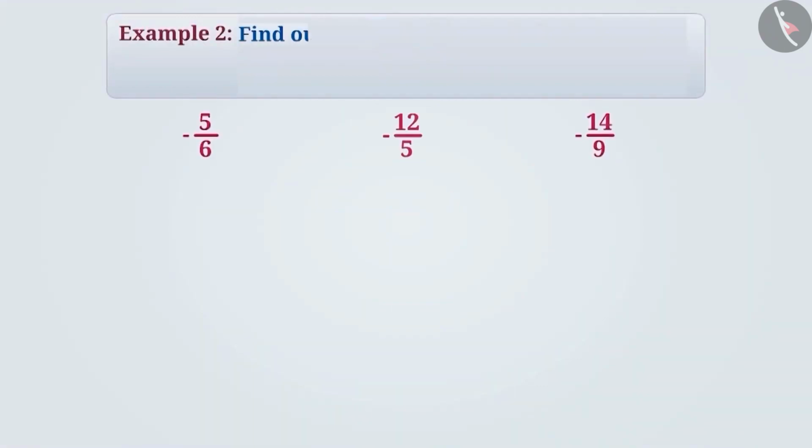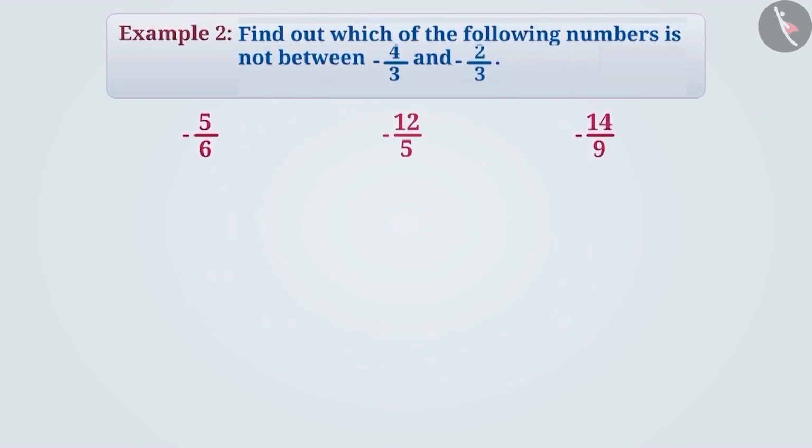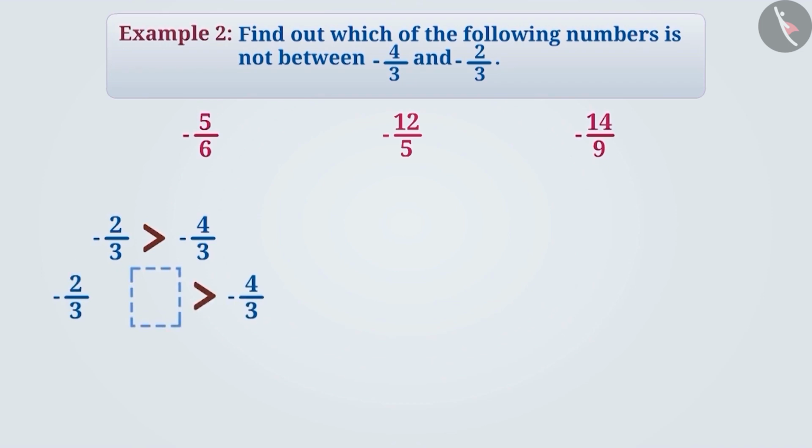Next example, find out which of the following numbers is not between minus 4 by 3 and minus 2 by 3. Here, minus 2 by 3 is larger than minus 4 by 3. Hence, the number which comes between these two numbers will be larger than minus 4 by 3 but smaller than minus 2 by 3. Let's talk about minus 5 by 6.